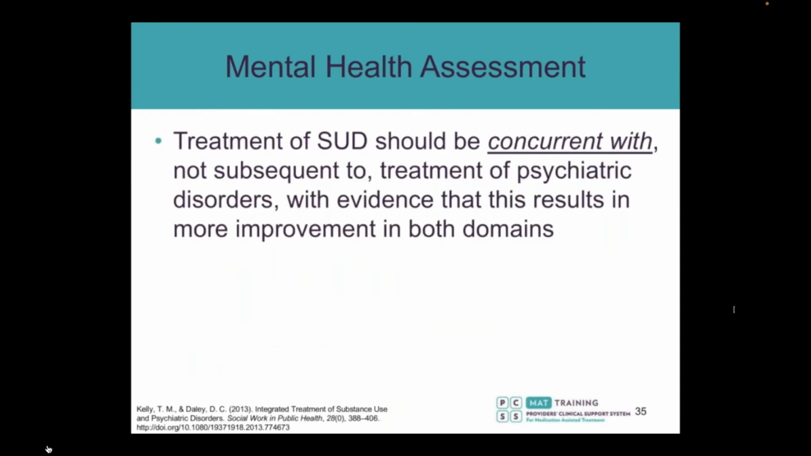And an increasingly important point as we learn more about how to better treat both psychiatric and substance use disorders is that treatment of substance use disorders should be concurrent with and not subsequent to treatment of psychiatric disorders, with evidence that this results in more improvement in both domains. A former strategy was that substance use disorders should be treated first and see what's left over, and then treat the psychiatric symptoms that remain. But it's much more commonly accepted now to treat both at the same time. This does not necessarily mean that they require psychiatric medications for substance-induced diagnoses, but psychosocial interventions should address psychiatric symptomatology like depression or anxiety.